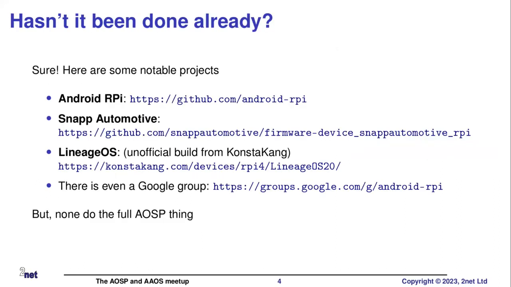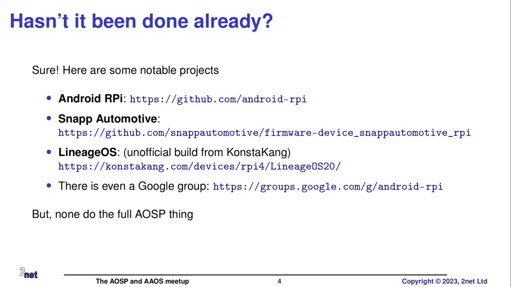So hasn't this already been done? And the answer is, of course, yes. The main repository here, I think, really is the Android RPi repository. A guy called Peter Jung, if I remember correctly, has been doing this for quite a few years now. He's been supporting Android, at least since Android 8, as I recall, maybe earlier. So that's a great repository.